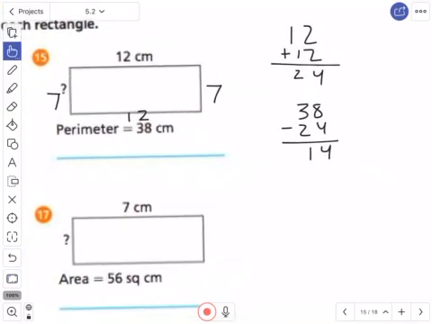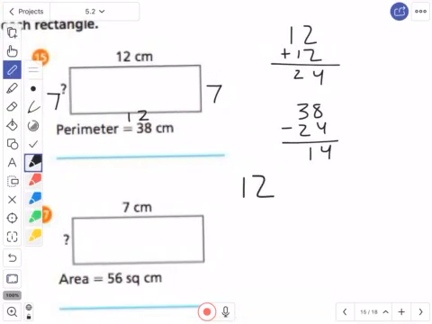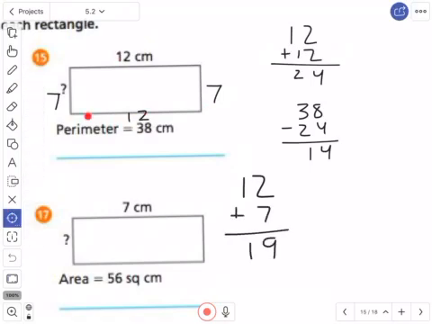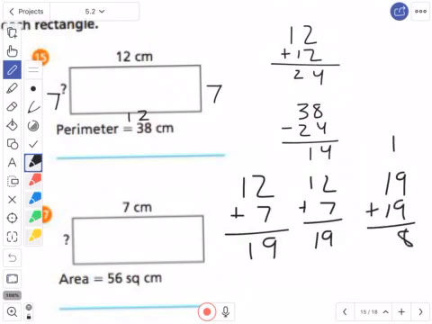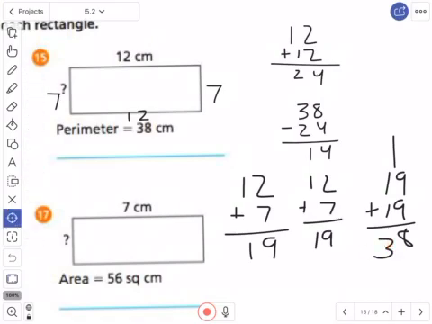So I'm going to do 12 plus 7. That equals 19. Then I'm going to do 12 plus 7. That's another 19. So then 19 plus 19, let's see if this works. 8 plus 8, no, 9 plus 9 is 18. It does work. My perimeter is 38.